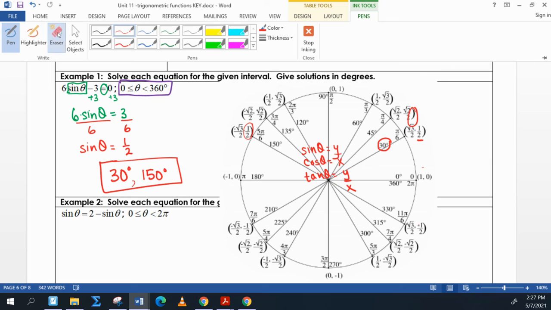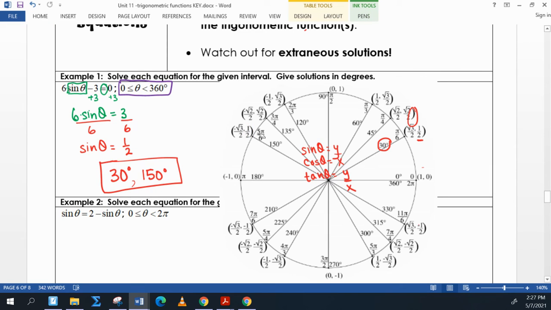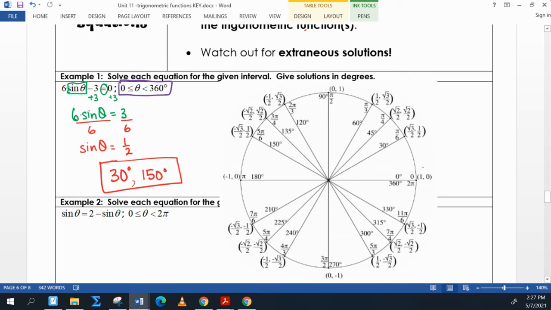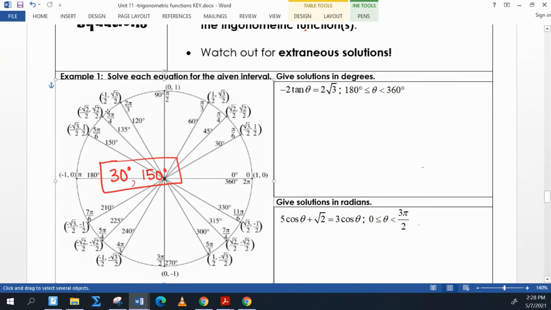Okay. All right, we're going to erase all this stuff here. You're just going to have to remember the sine is y, cosine is x, and your tangent is y over x. All right, so now we're going to do one more thing. We're going to move this over here, and we're going to look at this next example.